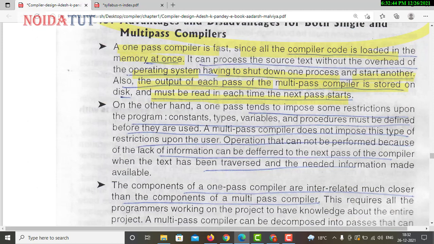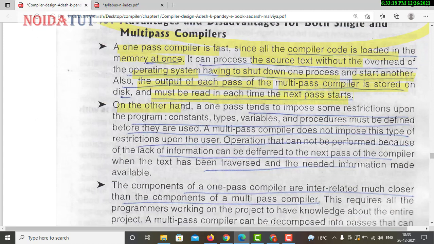Fine. So, in one pass compiler, what is happening? It is faster. Why is it faster? Because it is loading the entire program at once and it can process the source code without overhead of the operating system. That means it does not need to read the previous set of codes again. But in multipass, what happens after processing, it first needs to read the set of codes again, then it is going to process the next pass.